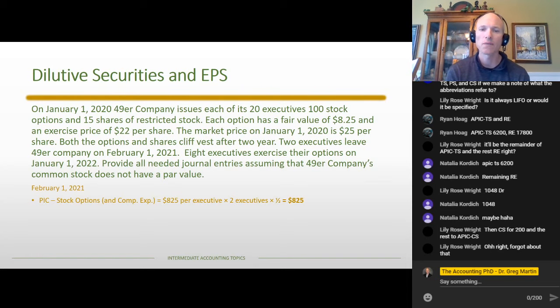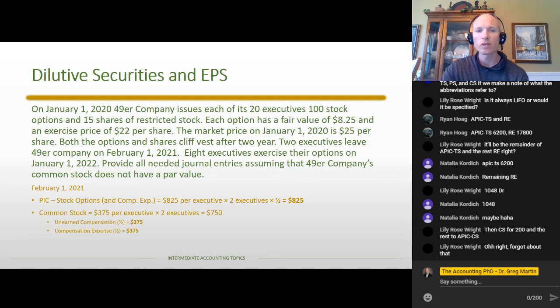And so we have to take the 825 times 2 executives, but we have to multiply that times 1/2, because I've only recognized the amount of compensation expense they had earned through 2020. I hadn't recorded anything in 2021. And so when I'm removing the effects from them leaving, I really only have to worry about half of the amount. So that's $825 total.